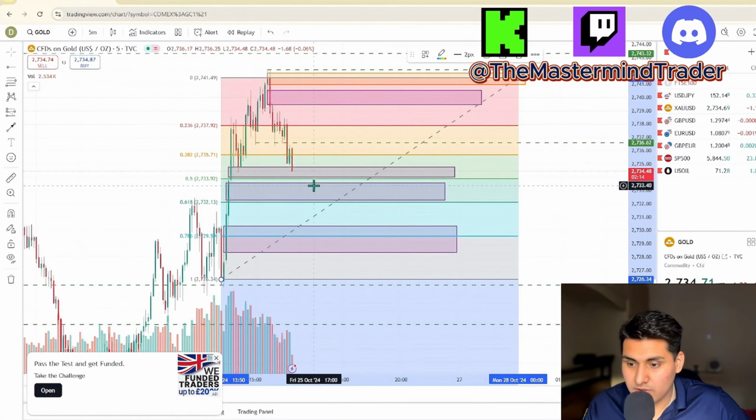Again, use this with other confluences. Do not use this on its own by any means. Please do not use this on its own because it is not strong enough to tell you whether it's going to be a buy or a sell.